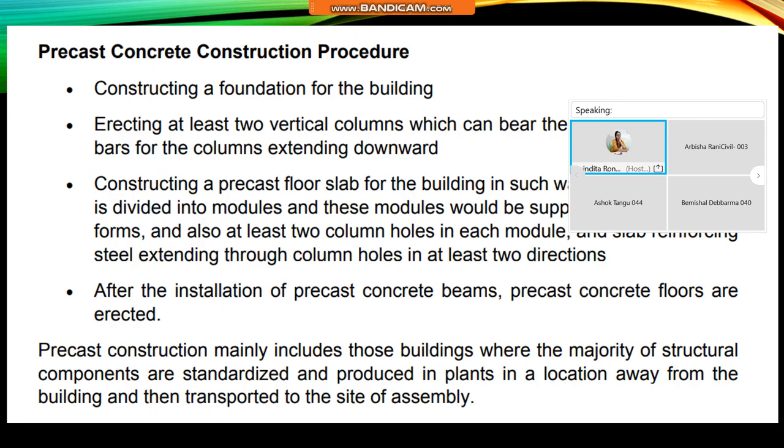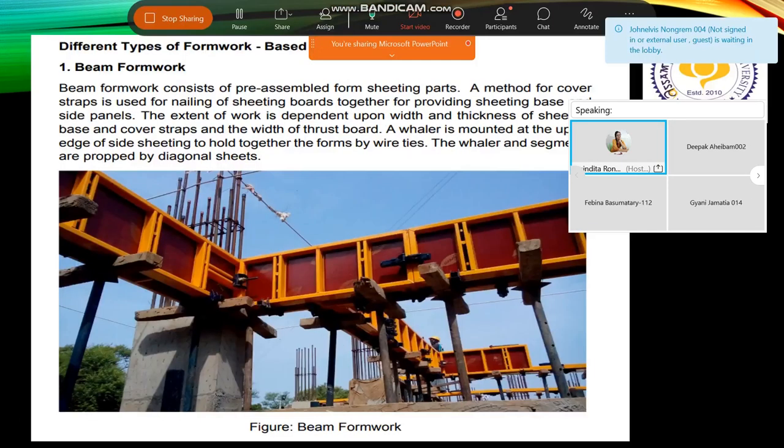Next topic is precast concrete construction procedure. There are four processes involved in precast concrete construction. The first one is constructing a foundation for the building. Number two, erecting at least two vertical columns which can bear the load, with reinforcing bars for the columns extending downwards. Number three, constructing a precast floor slab for the building in such a way that the floor slab is divided into modules and these modules are supported on two column forms, with at least two column holes in each module and slab reinforcing.